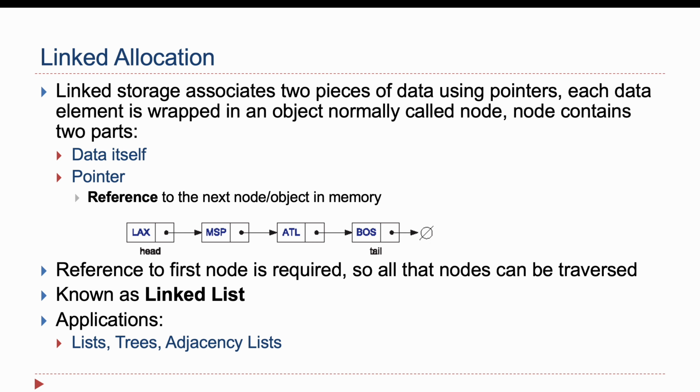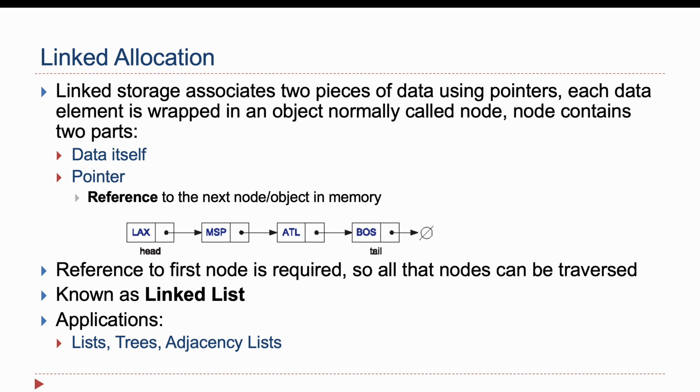However, linked allocation does have its disadvantages as well. Unlike contiguous allocation, linked allocation does not have good cache locality. This can result in slower performance when accessing large amounts of data. Also, allocation is not guaranteed as there may not be enough free memory to create a new node.